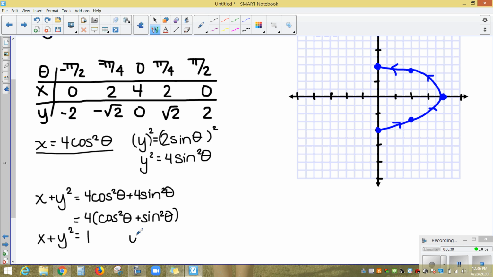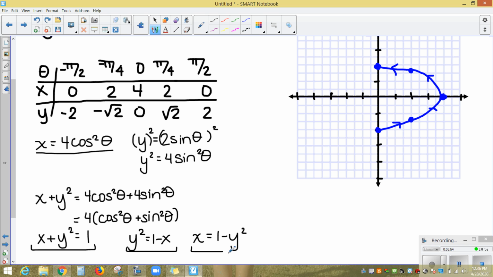Now, if we wanted to solve this for y, it would be a mess. So we're not going to go all the way down to y, but we could say y squared equals 1 minus x. We could also solve it for x and write it as a function of y: x equals 1 minus y squared. Any version of this is fine.